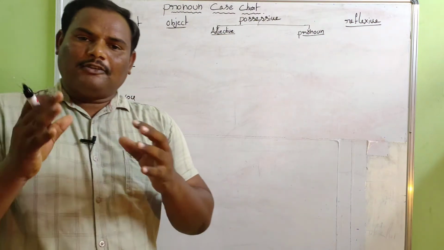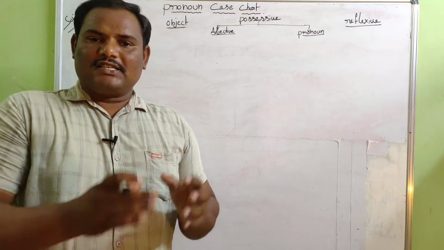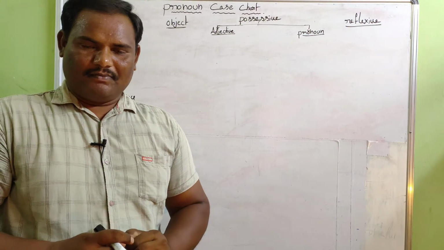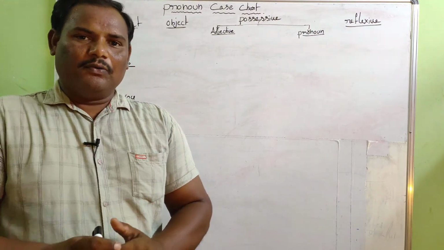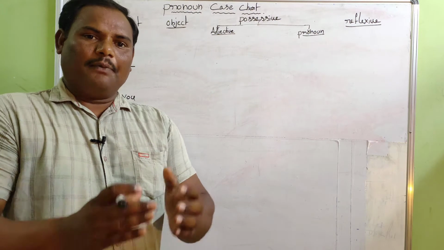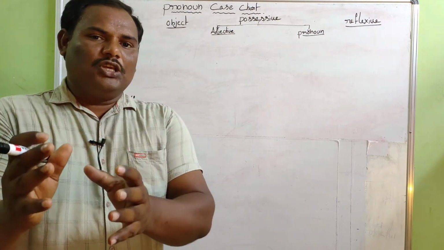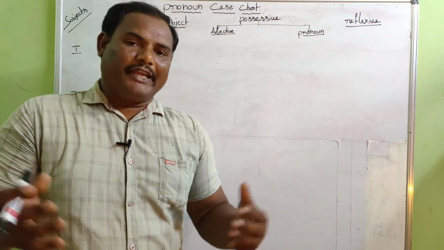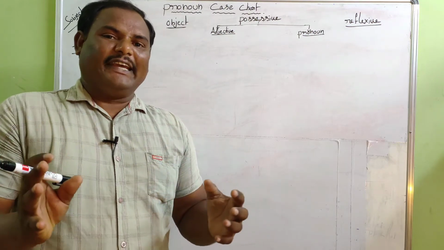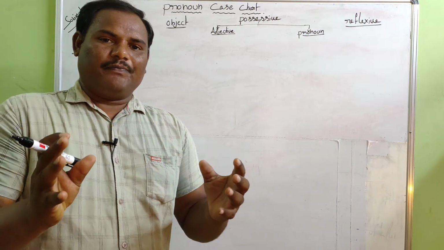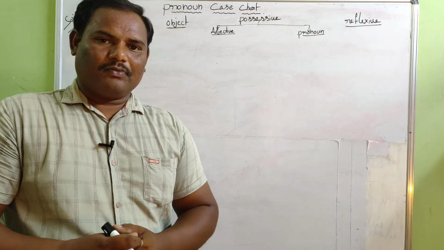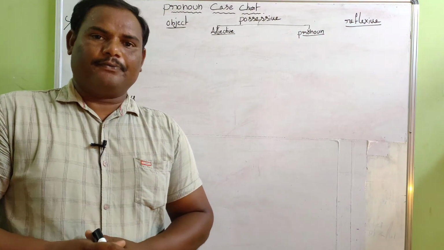Dear friends, a possessive pronoun always indicates something belongs to someone. ఒక వస్తువు లేకపోతే ఒక ఎలిమెంట్ ఒకరికి చెందింది అని చెప్తుంది possessive pronoun. In other words, it always shows ownership.